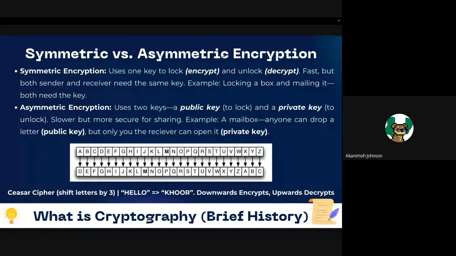Sir, in the context of blockchain, does it mean we are making use of this asymmetric in the sense that when we were treating a wallet, we have a private key and a seed phrase? So does it mean the public key is like the seed phrase, then the private key is like the private key in wallets?